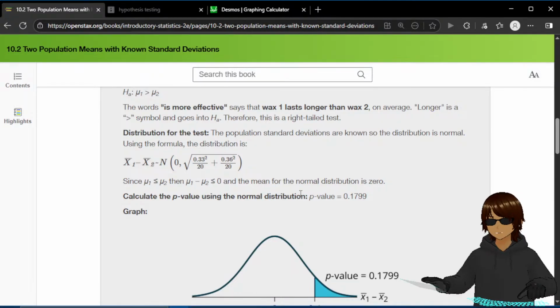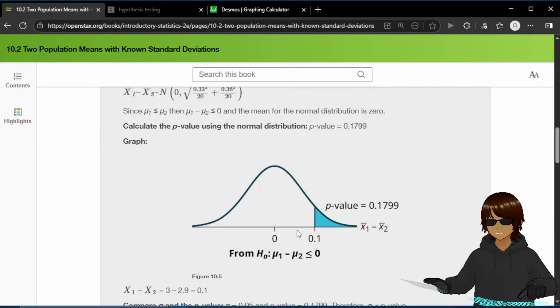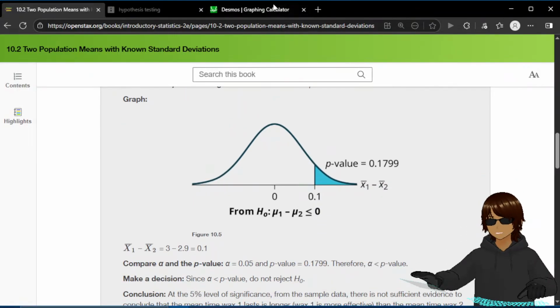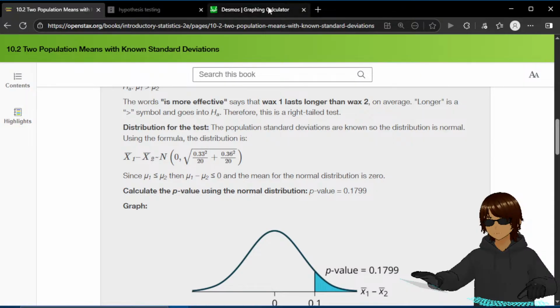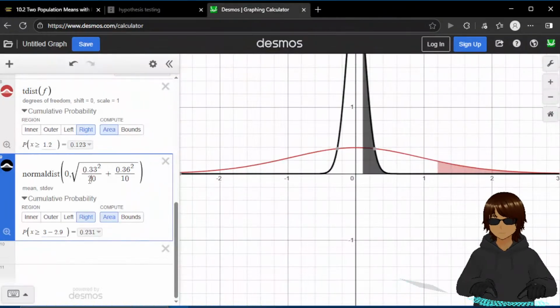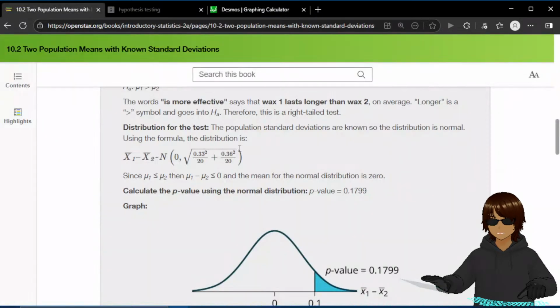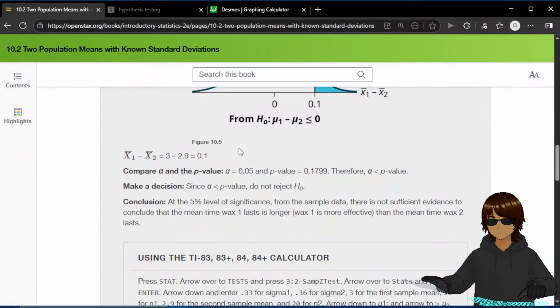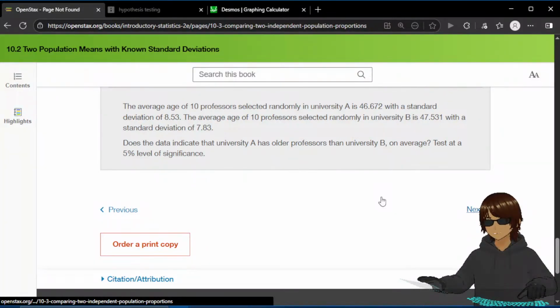Calculate the p-value using the normal distribution: 0.1977. Sorry, 1799. 0.1, yes, 0.1 divided by 20. 1799. Okay. So do not reject the null hypothesis because the alpha is 0.05. This one I understand. I don't understand the one with the t distribution.